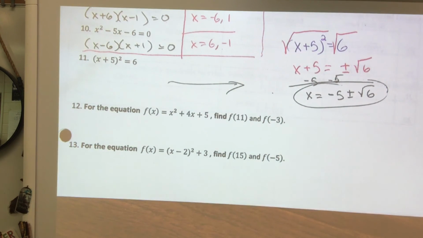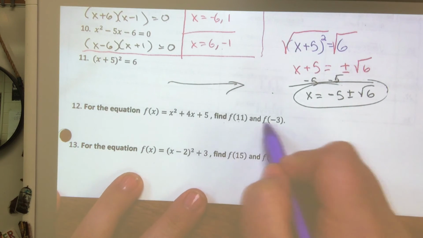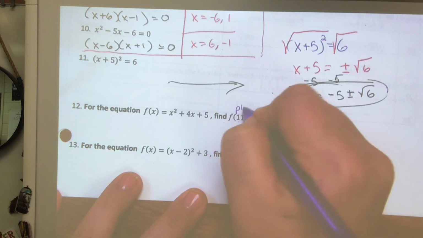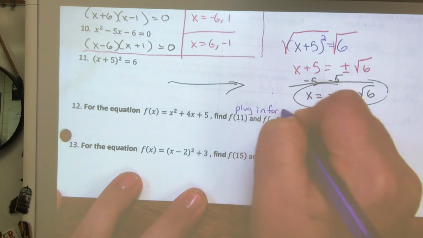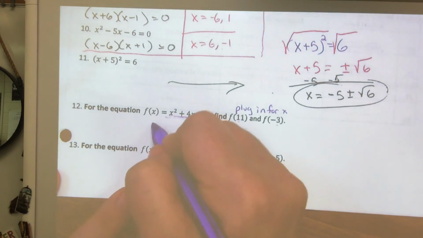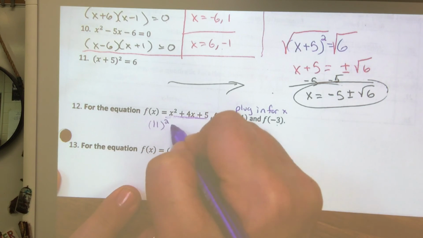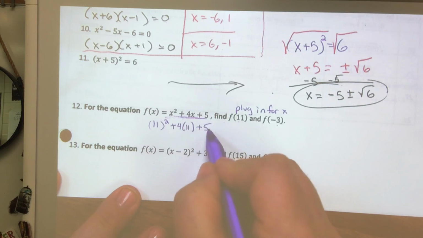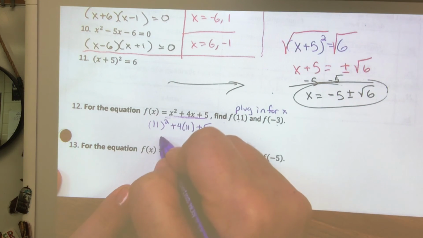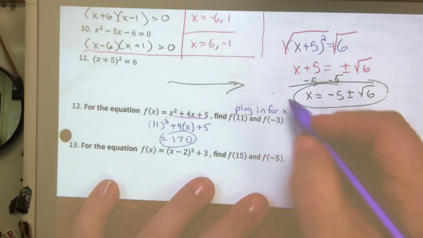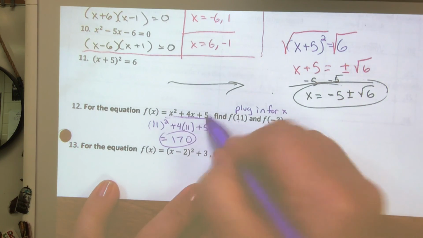For numbers 11 and 12, when it says find f of 11 and f of negative 3, I need to plug these in for x. So if I plug 11 into this equation, I would get 11 squared plus 4 times 11 plus 5. And if I type that in my calculator, I would get 170.